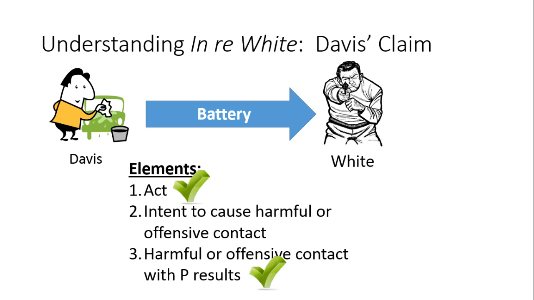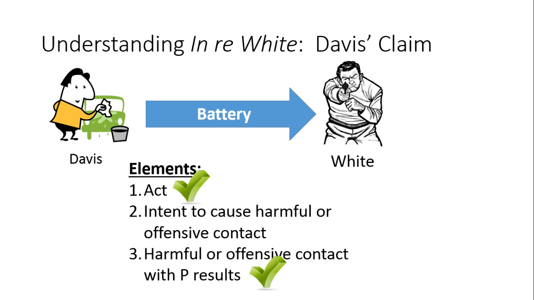Well, we learned about knowledge with substantial certainty, and you may be wondering, could Davis have proved that White knew with substantial certainty that the harmful contact with him would result? The answer here is no. He's shooting at a moving bike, and while I would suggest that's probably even a grave risk of harm to another individual to shoot in the direction of a moving bike when other people are standing there, it is not substantially certain to White when he pulls the trigger that he's going to hit someone standing near the biker.